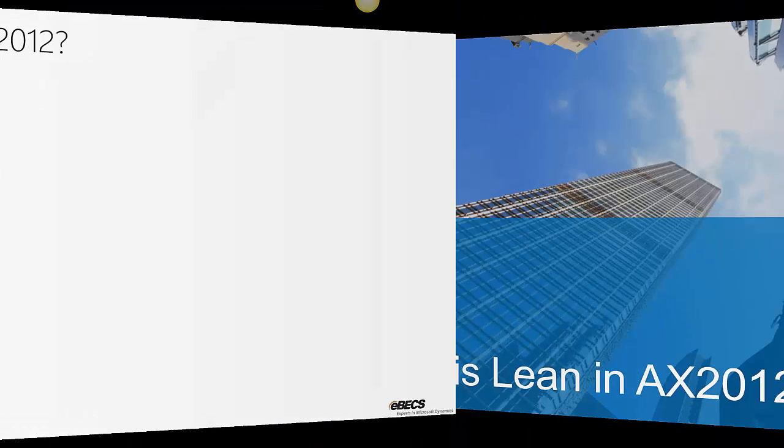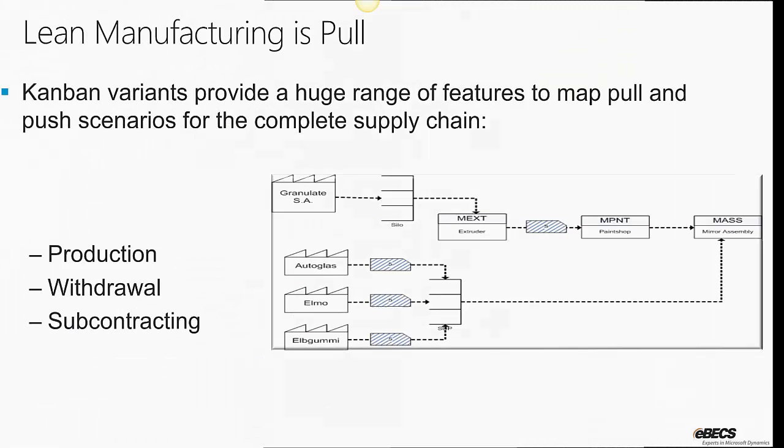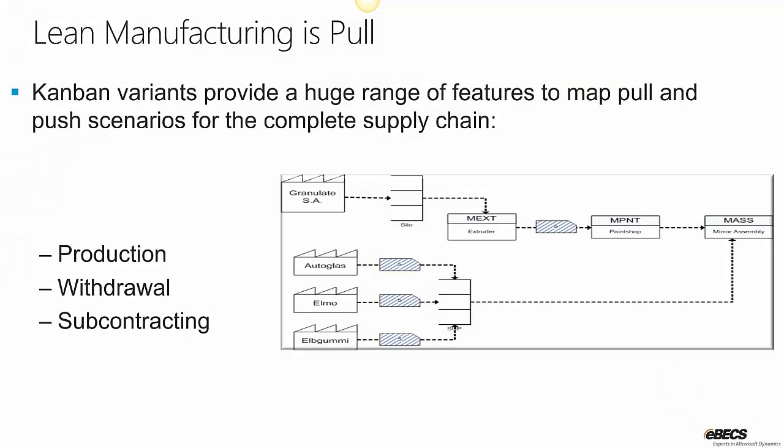So what is Lean in AX 2012? I always describe it as four things. It's pull, it's build to order, it's visual, and it's mixed mode. So to begin with, pull. What do I mean by that? AX inherently has the capability to set up Kanban rules. And these Kanban rules and variants allow you to introduce real pull throughout the organization.